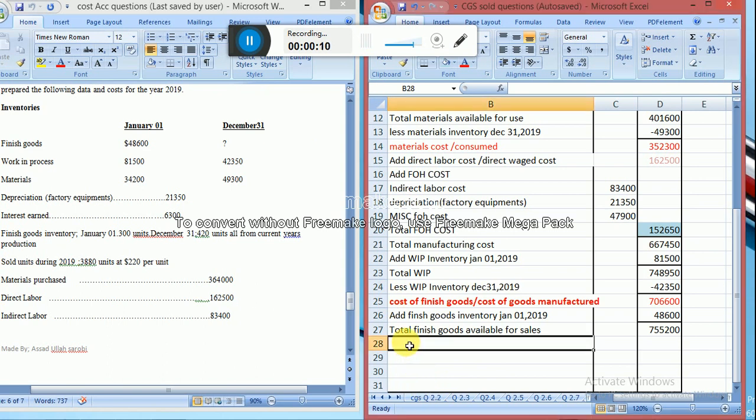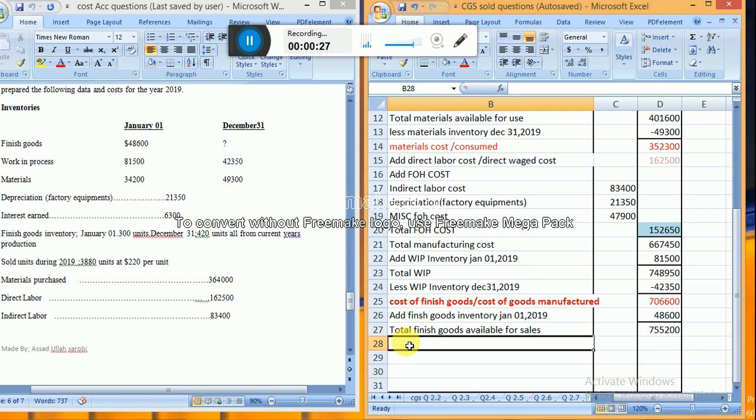Look, we calculate the total finished goods now available for sale in the year 2019: 7,06,600, that is of the current year finished goods, and 48,600, that is of the previous year finished goods. With this, now we have the total finished goods available of 7,55,200.